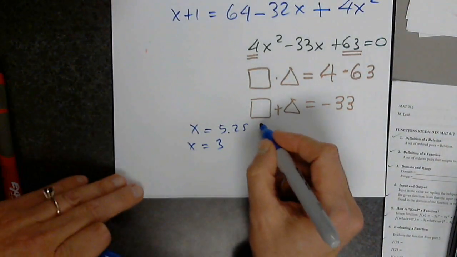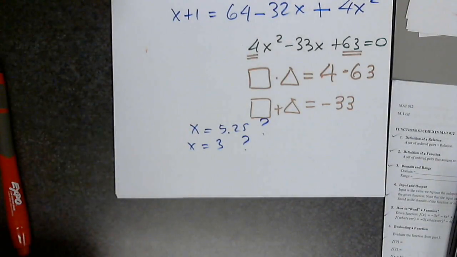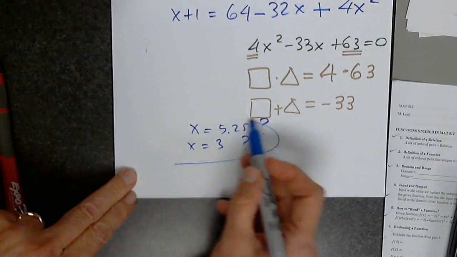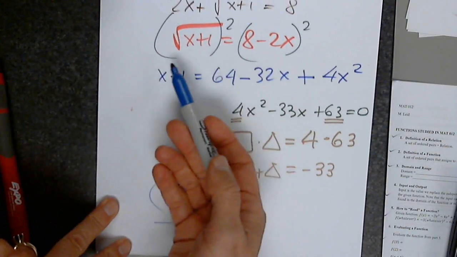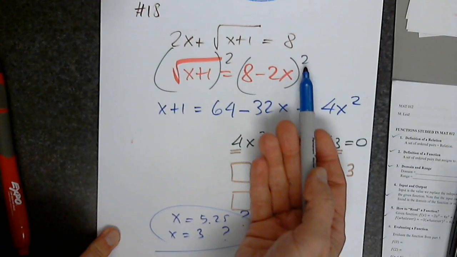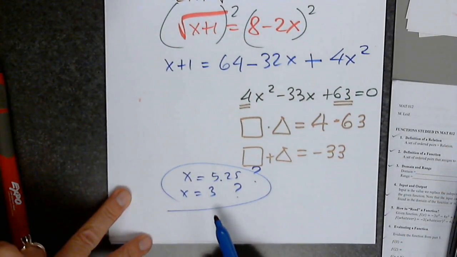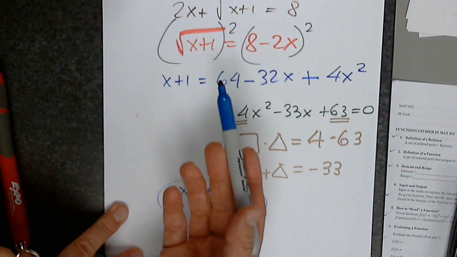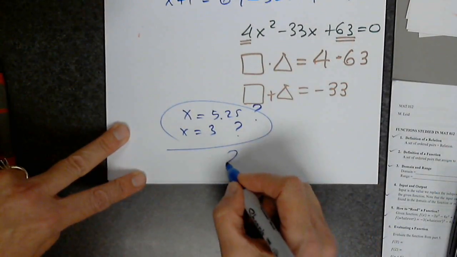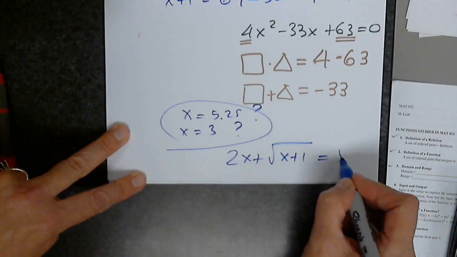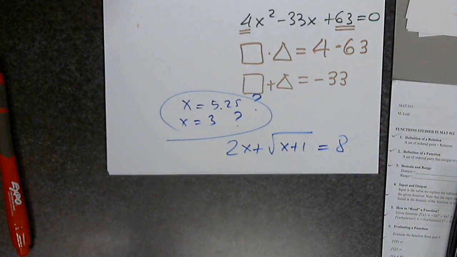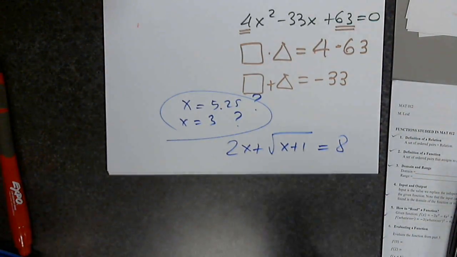So now the question is, if these work. I have no idea. I cannot say that these are solutions. I can say from the process of raising both sides to a power, I got this. But who knows whether they work or not. So I have to go back to the original problem, 2x plus the square root of x plus 1 equals 8, and check them. So I will check 3 first.